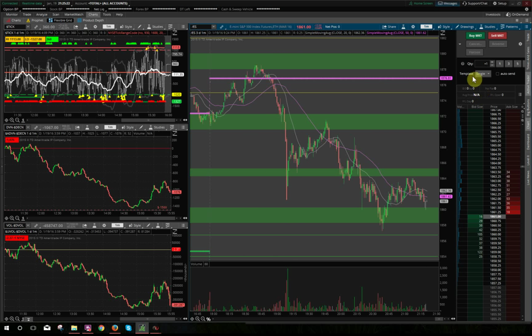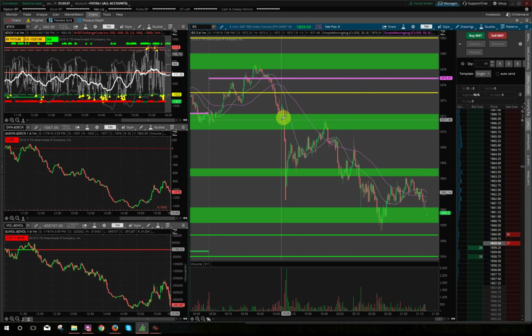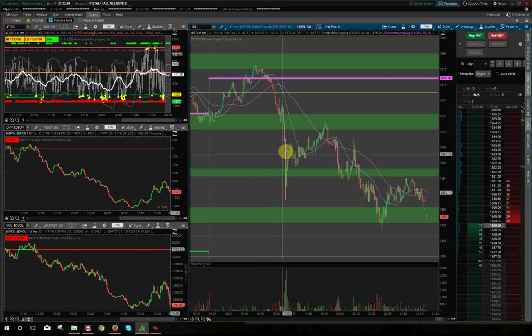a 10-point move. And then what you're looking for at that point is for this thing to retrace back up to that support zone that was broken to look for a trade. And that's basically what happened here.